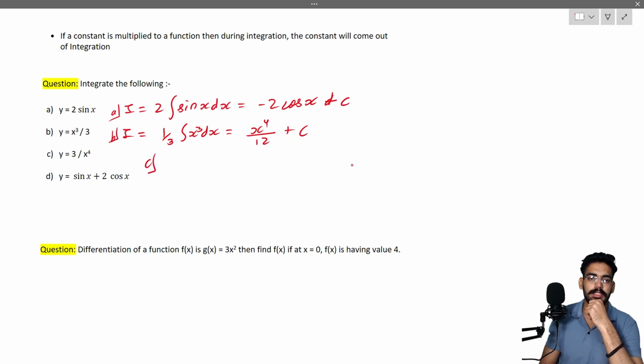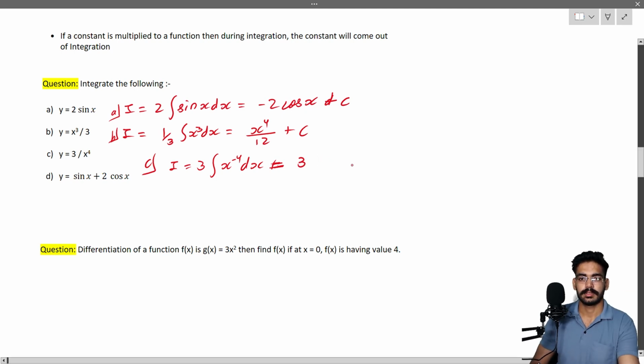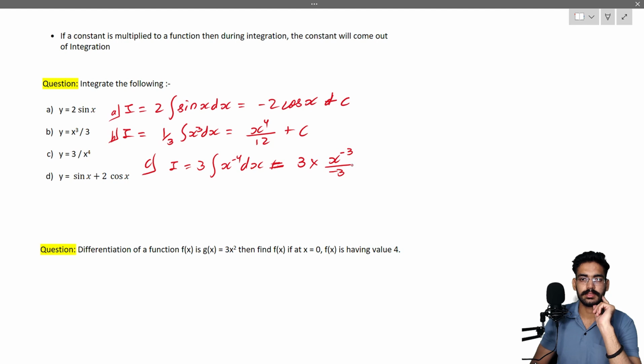Let's see the c part. What is 3 by x to the power 4? So you can take 3 outside, and this will be the integration of x to the power minus 4 dx. Okay, that will be how much? I can say 3 into x to the power minus 3 divided by minus 3. So this plus c. So this will be minus 1 by x cube plus c.